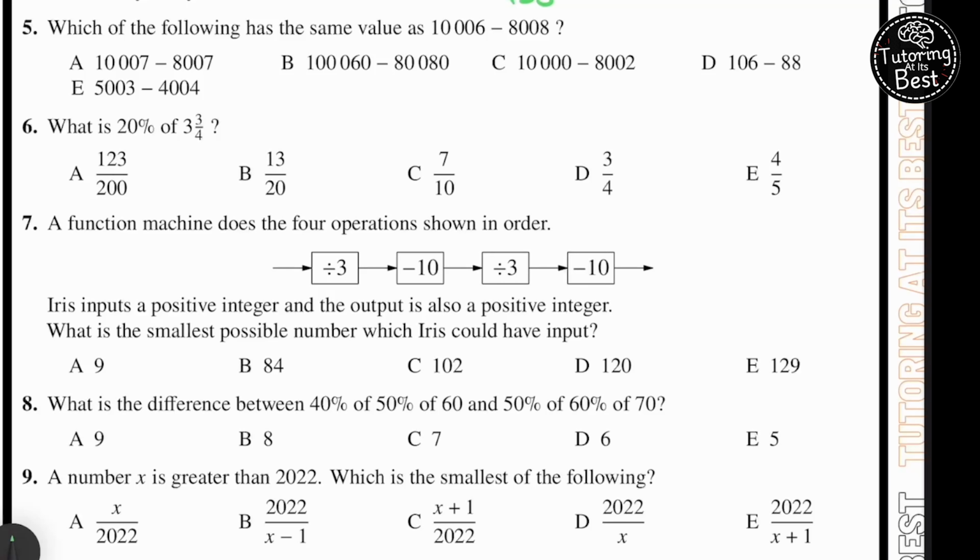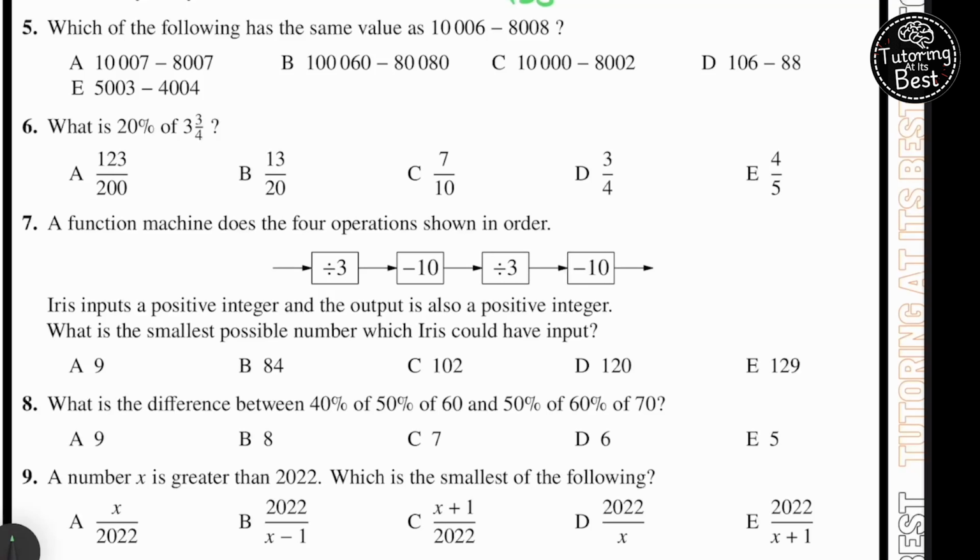Okay, let's go to question 5. Which of the following has the same value as 10,006 minus 8,008? Now, the basic method would be to do arithmetic in this case. So you simply calculate the value of it, and then the options can be eliminated based on which one has the same value. However, it's sensible to look for something better.